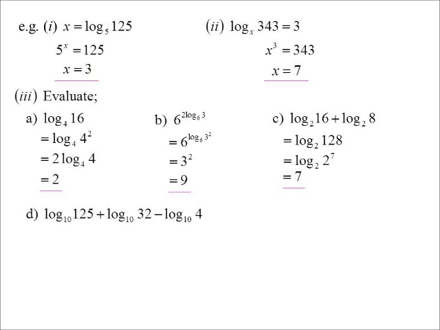Okay. This one, not quite as easy because, of course, 10 to the power of what is 125? Oh, it's not a nice, neat answer. So I'm going to have to use the log laws to combine these all together. Remember, plus means multiply, minus means divide. So this is the same as finding the log of 125 times 32 divided by 4. Turns out to be 1,000. So now we're saying, well, 10 to the power of what is 1,000? And that is, of course, 10 to the power of 3 is 1,000.